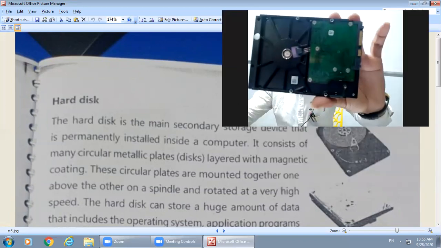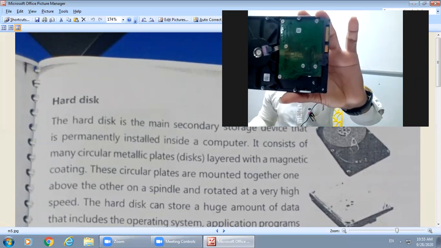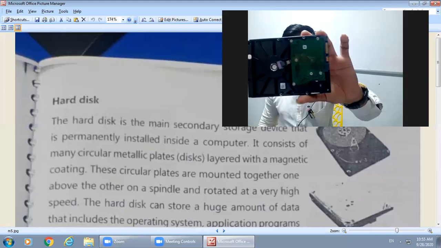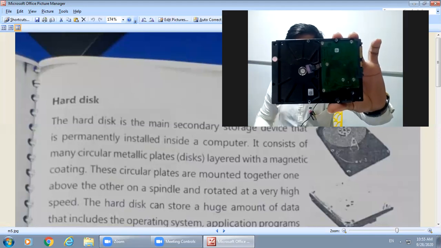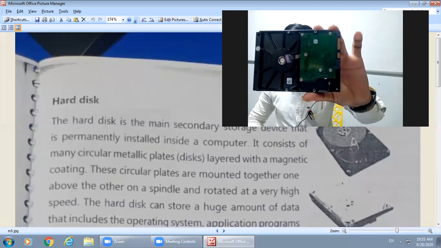We can see here these are the plates inside that hard disk, some magnetic plates. This is the internal hard disk of your computer, and it will store a large amount of data.